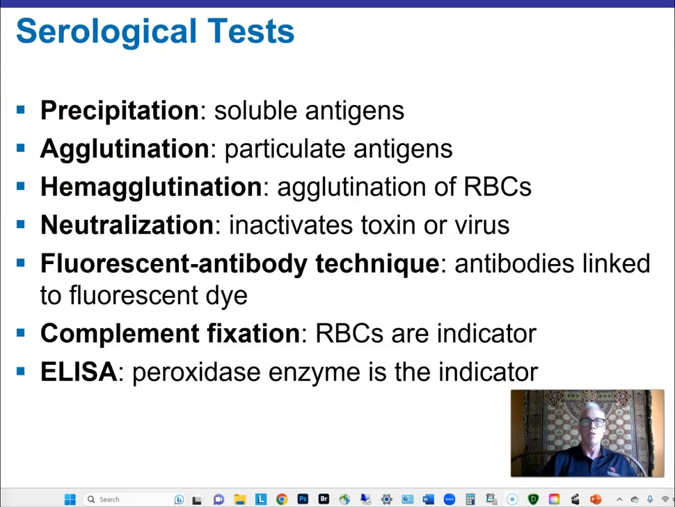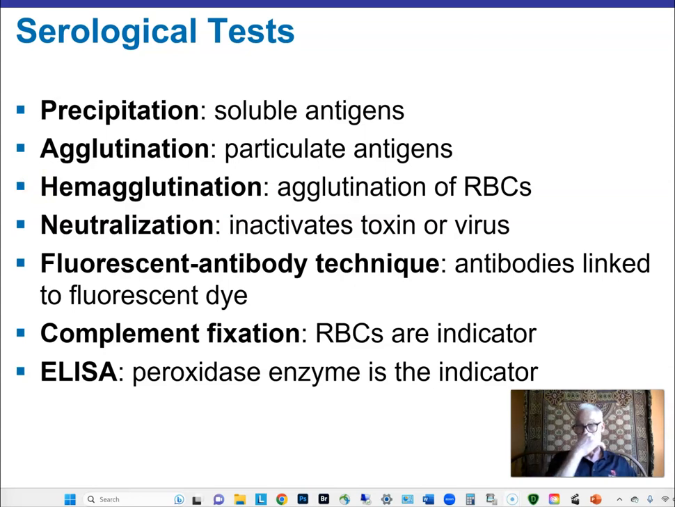Remember the red blood cells in the serial diluted plate that we're agglutinating. Agglutination, particular antigens. We could take latex beads and coat them with either antibody or antigen and test for the opposite. Very effective and very versatile kind of a test. Hemagglutination, that's actually the one with the red blood cells that we're going to agglutinate with influenza virus. We talked about hemagglutination inhibition assays. So that was a big thing. I don't know how prevalent that is anymore.